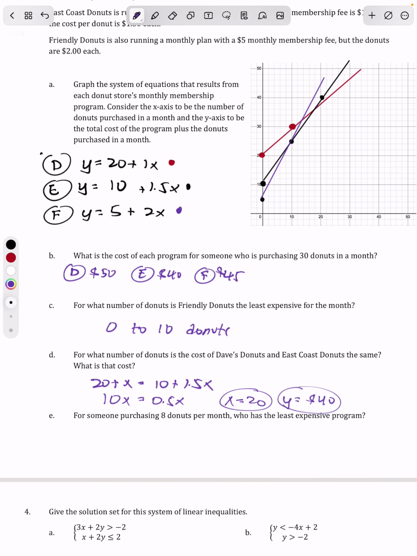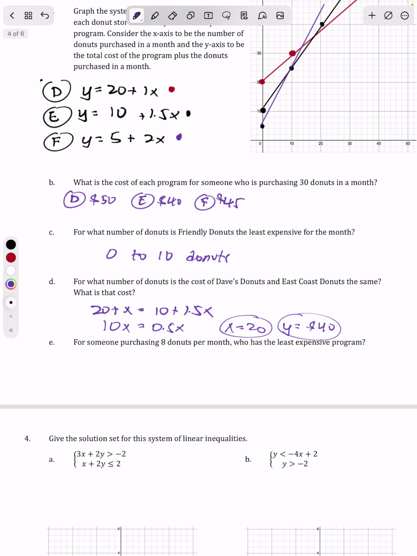And for someone purchasing eight donuts, who's got the least expensive program? You can tell from the graph, I believe. Purple is the lowest until 10. Didn't we say that in part C? So what's purple? Friendly.